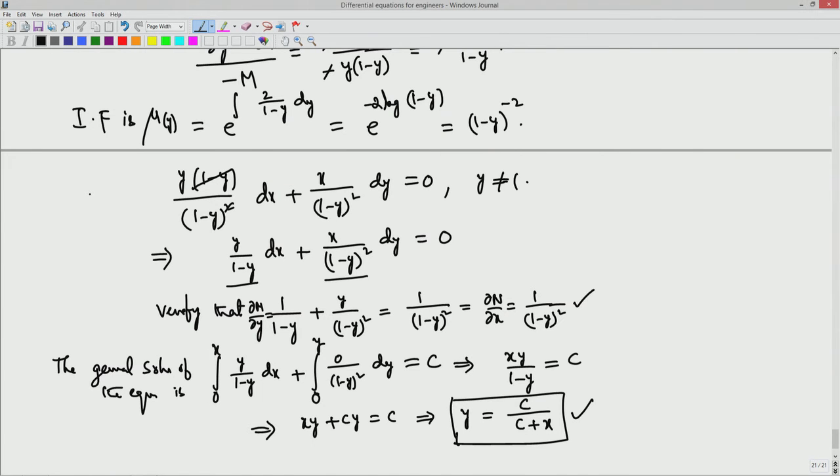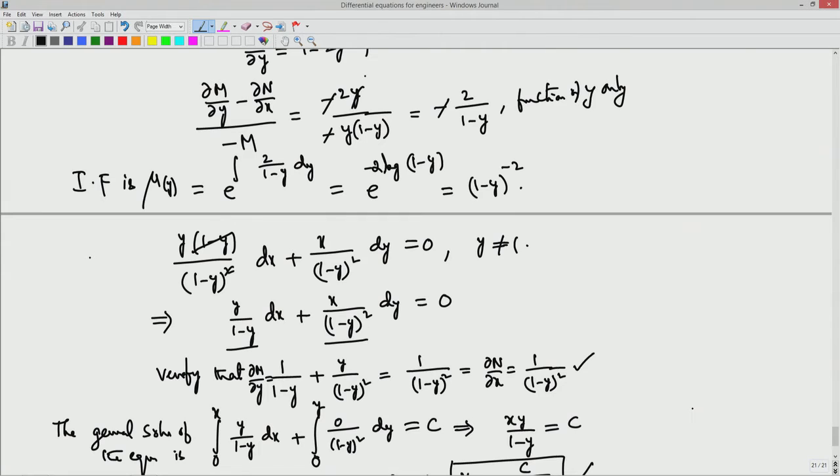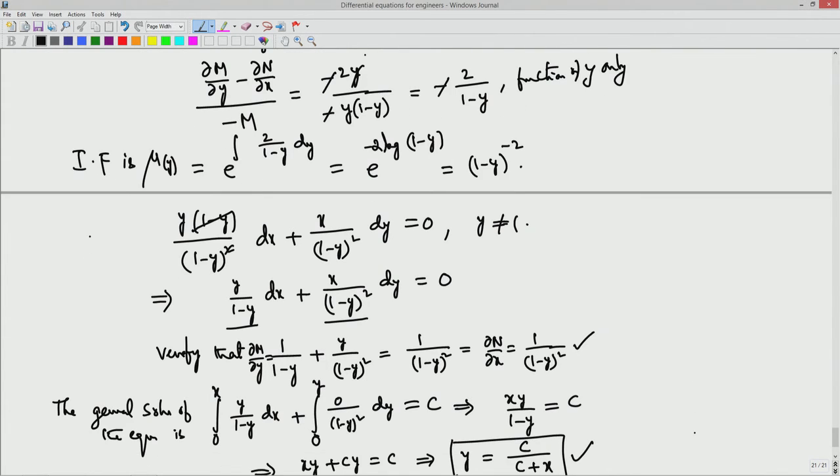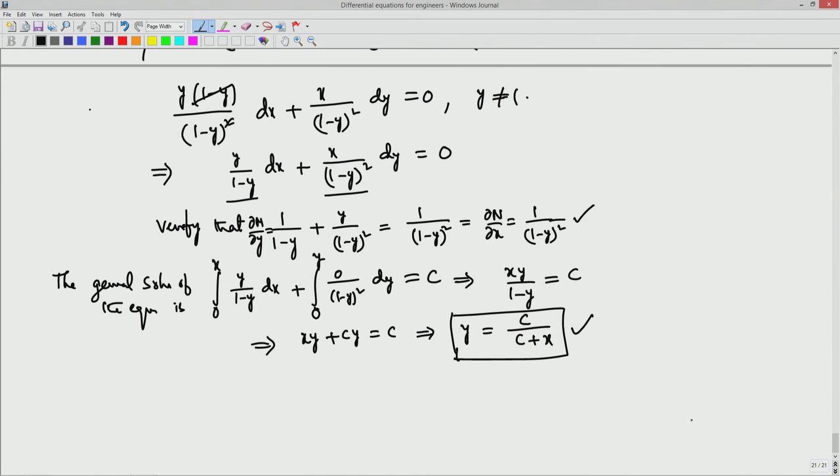So, you have two cases where we could check dou m by dou y minus dou n by dou x divided by either n or minus m, and verify whether it is a function of x or a function of y. Accordingly we can get what my integrating factor is. By multiplying that, you can make the equation exact and then solve the equation.